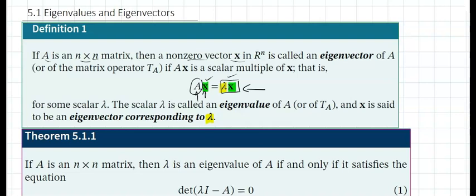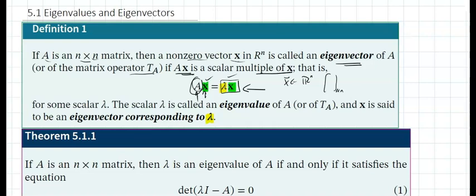If this is an n by n, then x must belong to R sub n. So it must be n by 1. It's called an eigenvector. So this x is called an eigenvector of A, of this matrix A, or the matrix operation T sub A, which is, you know, just the linear transformation, if Ax is a scalar multiple of x.